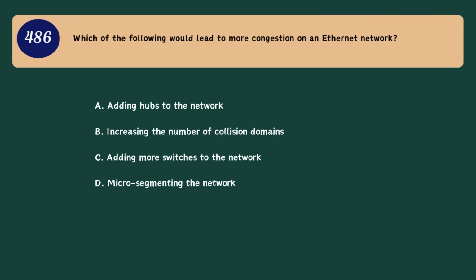Question 486. Which of the following would lead to more congestion on an Ethernet network? A. Adding hubs to the network. B. Increasing the number of collision domains. C. Adding more switches to the network. D. Micro-segmenting the network.